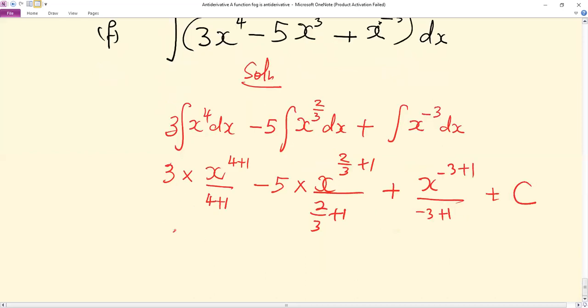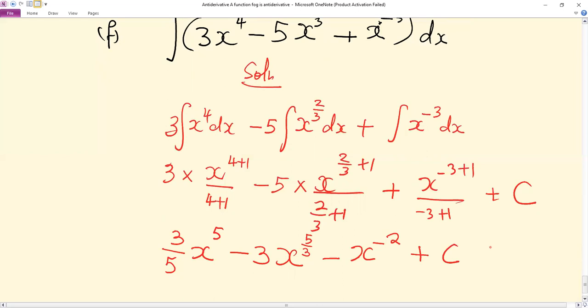Now this will give us 3 over 5 x raised to the power 5, and then 2 over 3 plus 1 is 5 over 3. So 5 divided by that answer, we get 3 times x to the 5 over 3, minus, because we have minus 2 here, minus plus is minus, x raised to the power minus 2, then plus c.